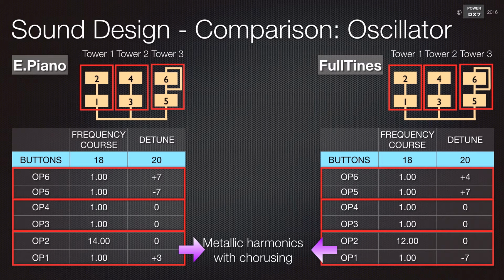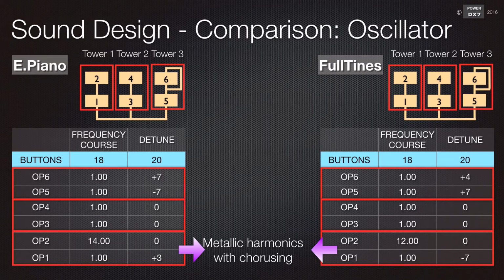Although E.Piano 1 has a sharp metallic tone at lower notes, when you play at higher notes, its metallic tone disappears. This is due to operator 2 having higher ratio, producing much higher tones at higher notes, and our ears cannot hear those higher harmonic tones. On the other hand, by decreasing ratio by 2.00, Fulltines can produce a metallic tone over a much wider octave range.